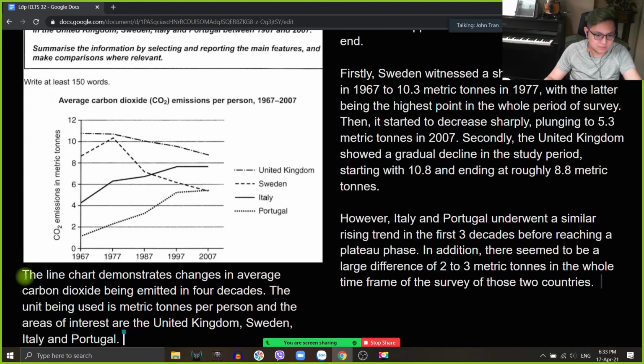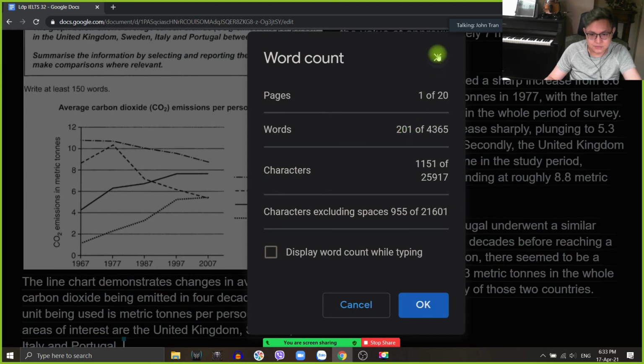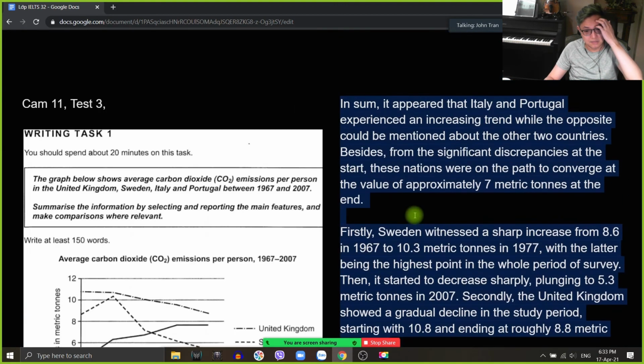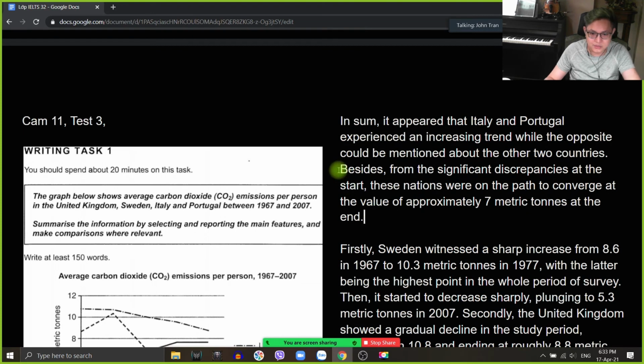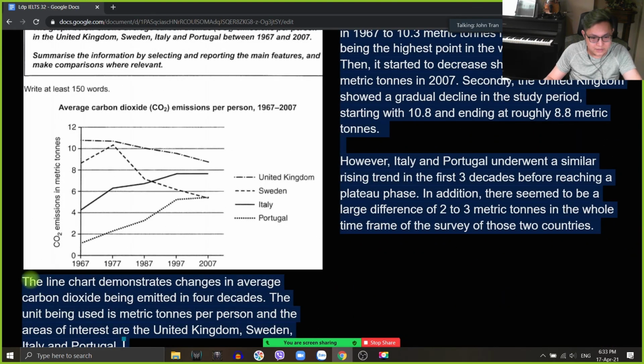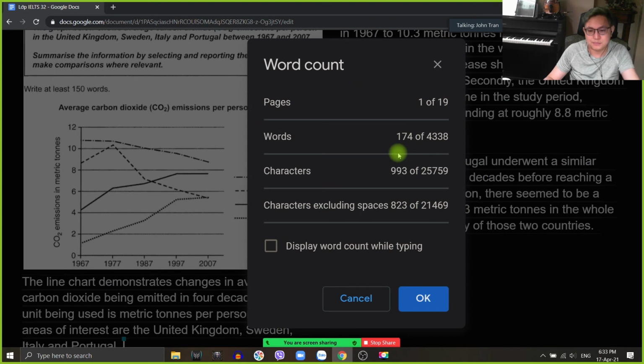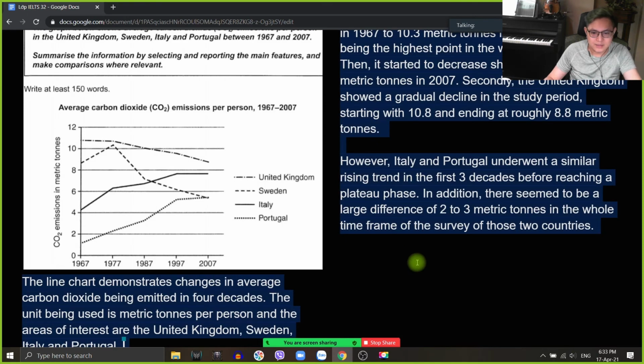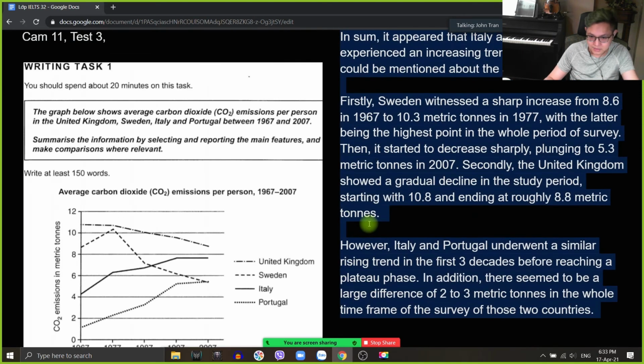Okay, I think that's good enough. This one is 201. But if I remove this part, which I think is not that necessary, let's see. And you have 174, which is perfect. I think 174 is okay. Don't write too much, okay? There's no time for part 2.